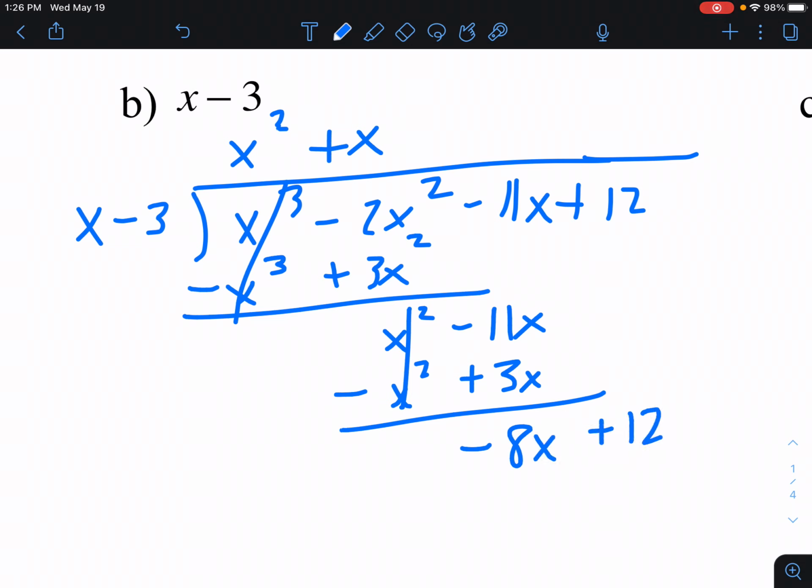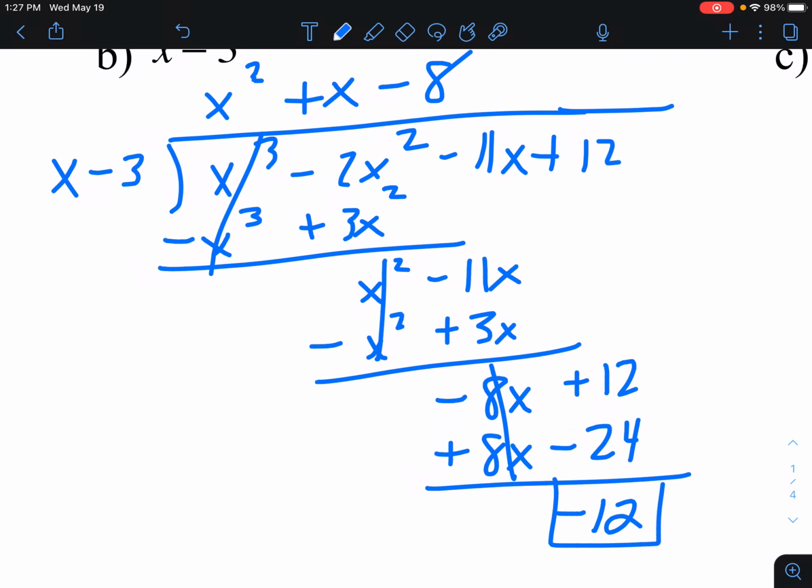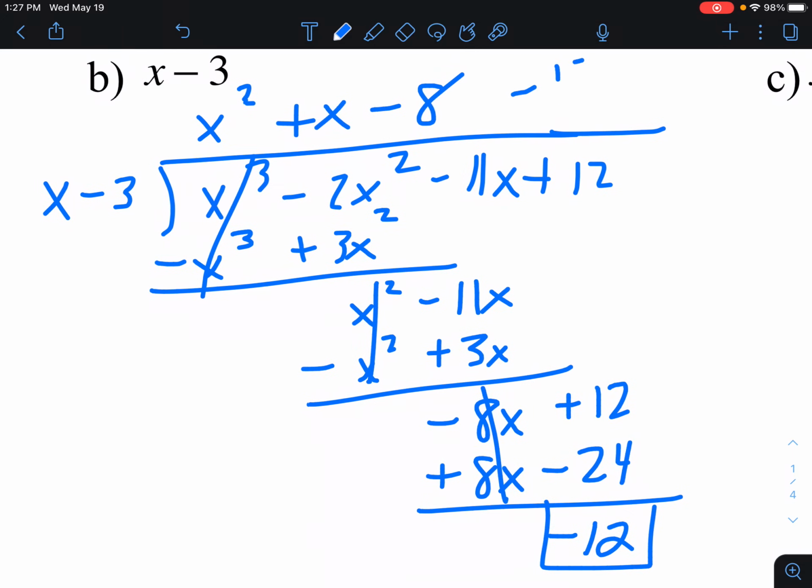And divide again. The first terms, negative 8x divided by x is negative 8. And then distribute the negative 8. Negative 8 times x is negative 8x. Negative 8 times negative 3 is 24. And then subtract to change the signs. Cancel, and then we get negative 12. So we get a remainder of negative 12 over x minus 3.